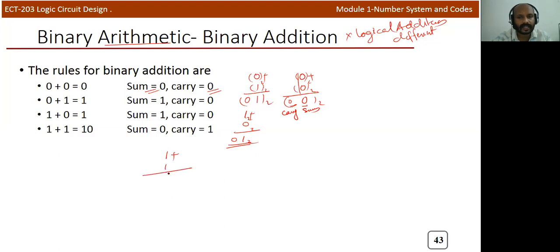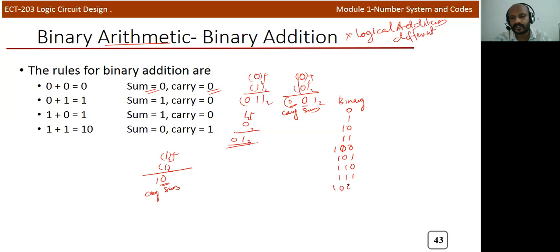Finally, we get 1 plus 1. Here comes an interesting thing. These are binary values, so the base is 2. If you add two binary numbers, 1 plus 1, you will get 1 0. The sum part will be 0 and the carry is equal to 1. Make sure that this is not a decimal addition; this is binary addition. The binary sequence goes 0, 1, then 1 0, 1 1, 1 0 0, 1 0 1, 1 1 0, 1 1 1.